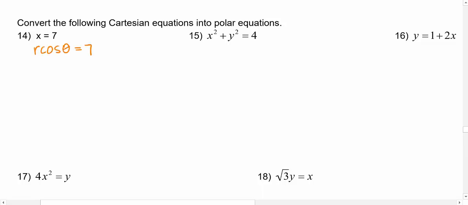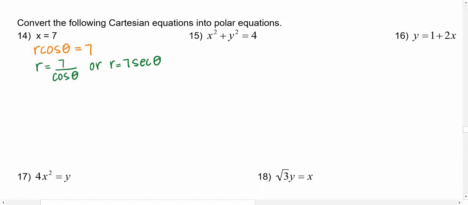So if x equals 7, really every time I see an x, I'm going to think of r cosine theta. Okay? And then the way we type this into our calculator is by saying r equals, so I am going to solve this for r, so I'm going to divide both sides by cosine theta. Again, not to get rid of it completely, but rather just to relocate it. Or you could write this as 7 secant theta. Either way would be fine.